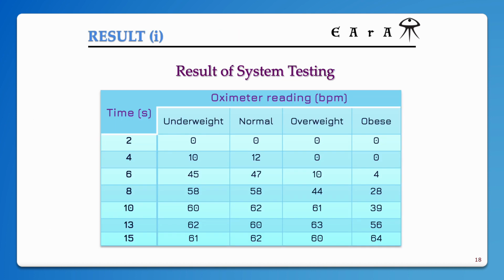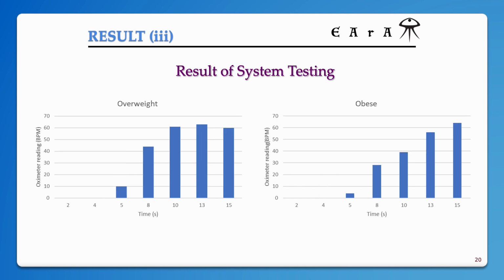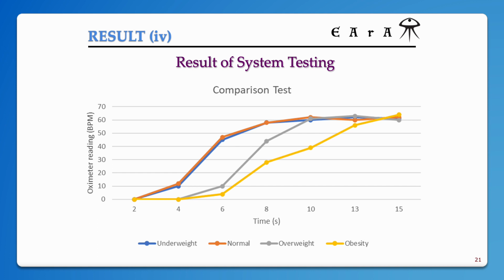So from the reading that we get, it's quite interesting. There's less error that we can detect. We compared 4 different categories of volunteers, which are underweight based on the BMI, normal weight, overweight, and obese. So this is the oximeter reading compared to time for the underweight, normal, overweight, and obese. This is the overall comparison test based on the 4 BMI categories: underweight, normal, overweight, and obese.